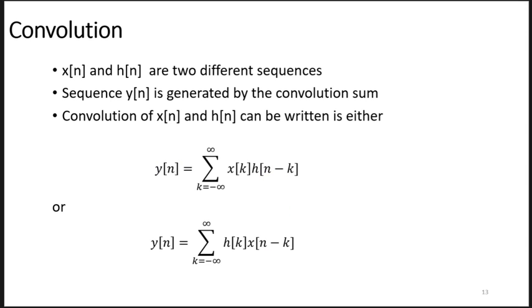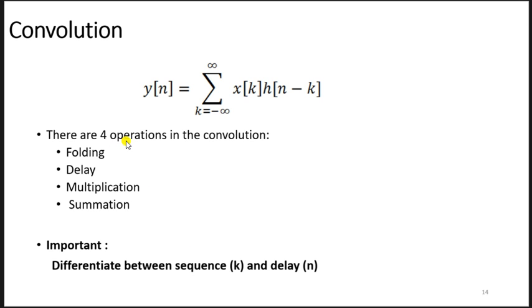Okay, so what is the process involved in convolution? So basically there are 4 operations dalam convolution. So you have dekat sini folding. Okay, so kita tengok Yn equals to k from negative infinity to infinity. So k is your sample number. Okay, k is your sample number. Alright, and n, okay, is your delay. Alright, so this is sample number, n is your delay dalam case ni.